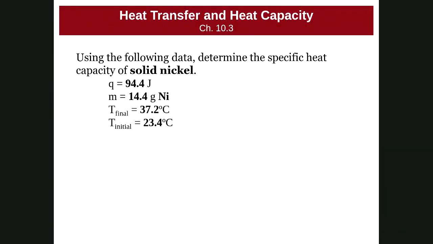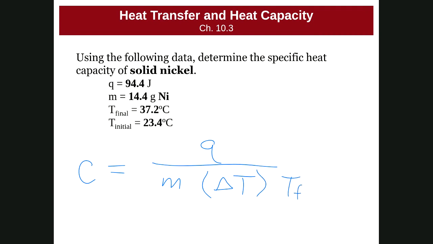All right, so now we're going to use some data and determine a specific heat capacity. If we go back to that first slide, we see that our formula is C, the specific heat capacity, is equal to Q, the heat added, divided by the mass times delta T. That is the same as T final minus T initial. So if we plug that in, 94.4 joules is our Q.